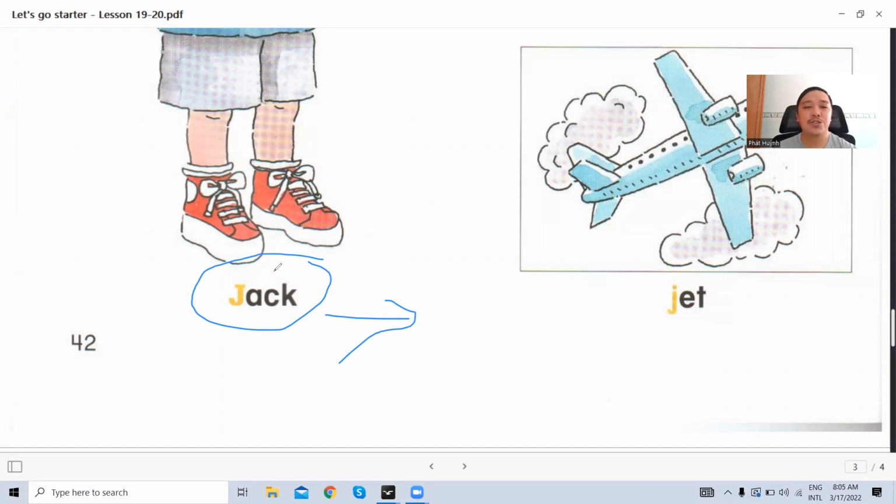Jack. Okay, good. So Jack is a boy name or girl name? Jack là tên cô gái hay con trai các bạn? Jack is a boy name. Jack là tên con trai.